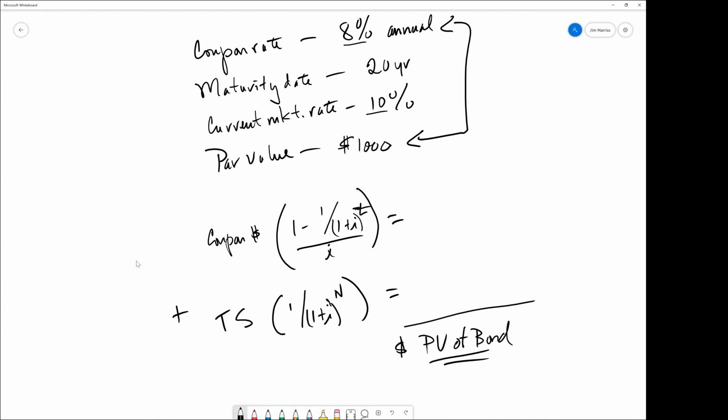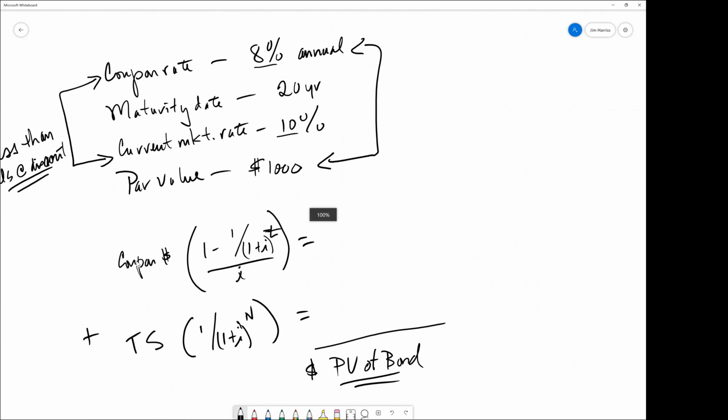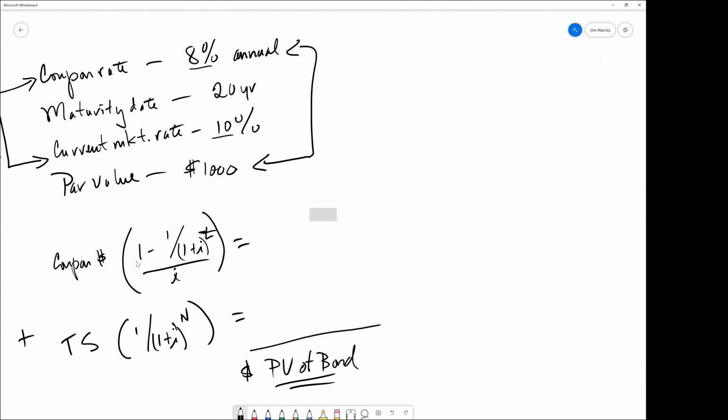Okay? Now, one other thing that's very important is that anytime the coupon rate is less than the current market rate, the bond sells at a discount, which is less than $1,000. Okay? It's automatic. All right, and for your test, you're going to have a discount bond. So, okay, given that wonderful information, let me go over here and show you how this works.